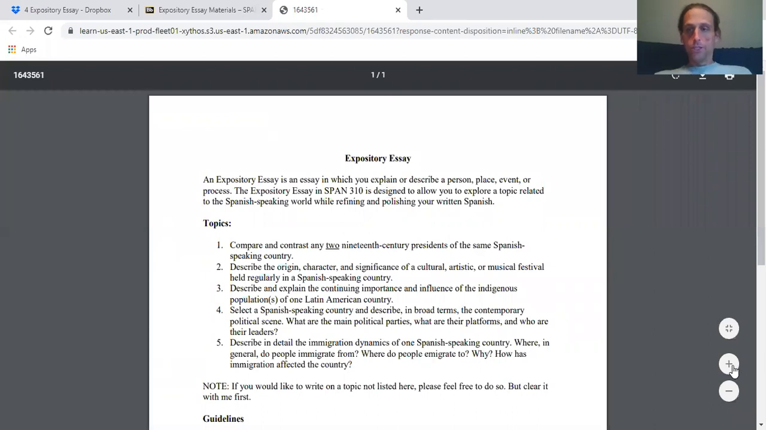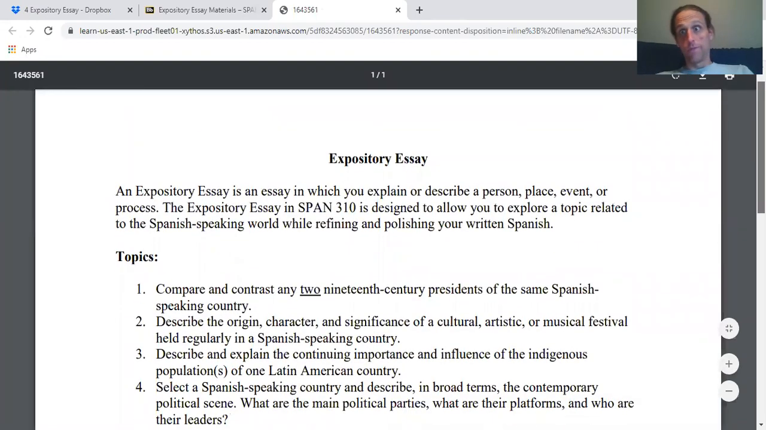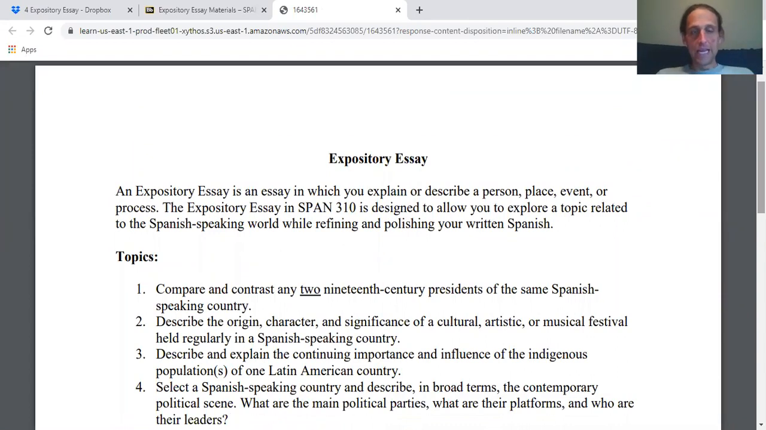Excellent. So the expository essay is an essay that you will write outside of class, and it was originally designed to be written outside of class. An expository essay is an essay in which you explain or describe a person, place, event, or process. The expository essay in this class is designed to allow you to explore a topic related to the Spanish-speaking world while refining and polishing your written Spanish.